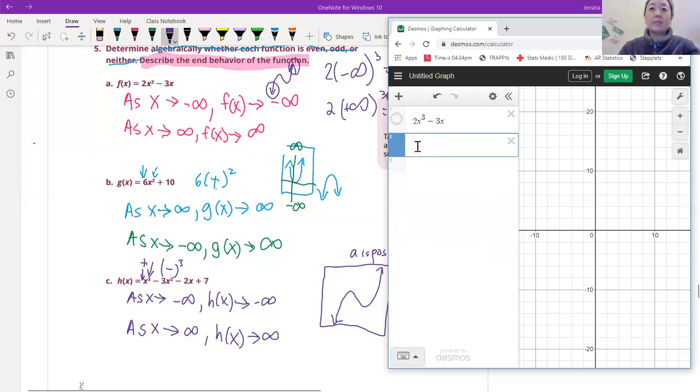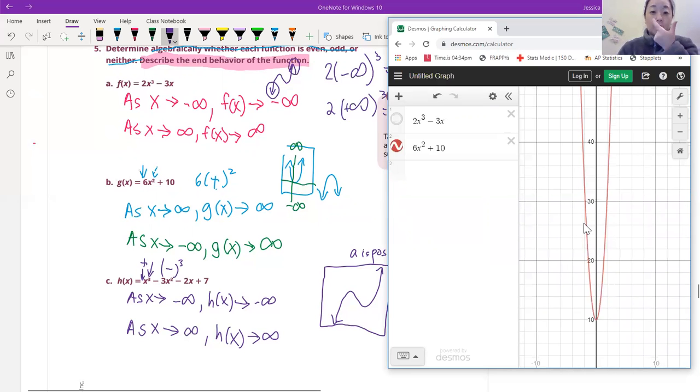And then the second one is going to be 6x squared plus 10. Right, and notice, yep, opens up. So as x goes more and more to the left, what is y doing? It's going up, which is positive infinity. So both of them are positive infinity because they both go up. That's where positive infinity lives, on the y.